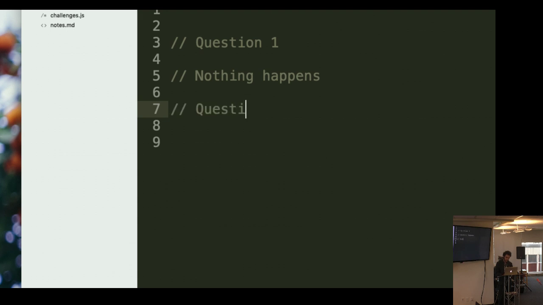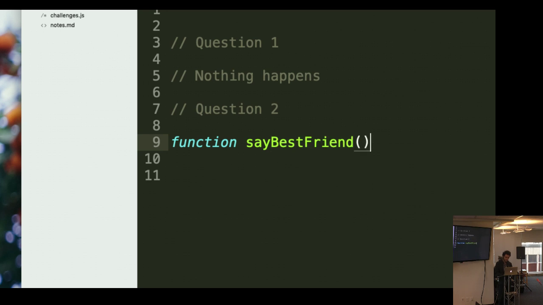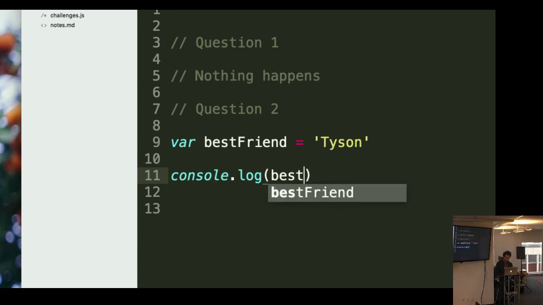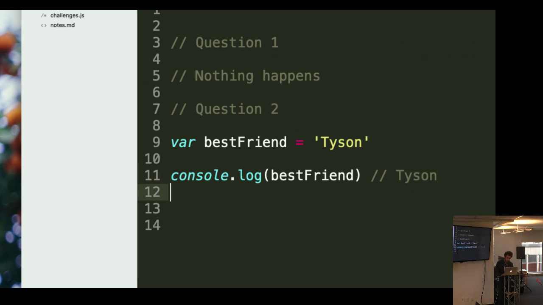Here's question 2. I've got a function called say best friend. Nah, you know what? I'm going to start even smaller here. I'm going to say var best friend equals, and I'm going to say my best friend today is Tyson. And I'm going to go down here and say console.log best friend. And to nobody's surprise, if I was to run this code, it should say Tyson. Okay.